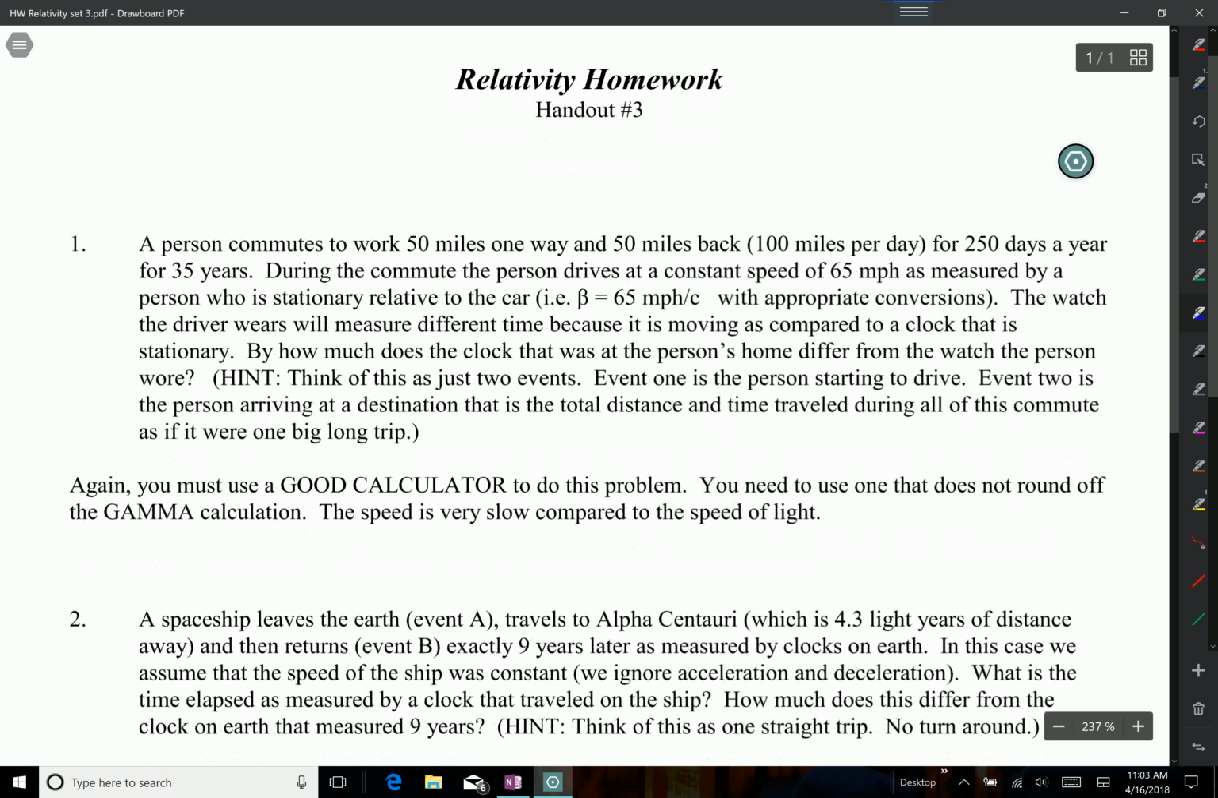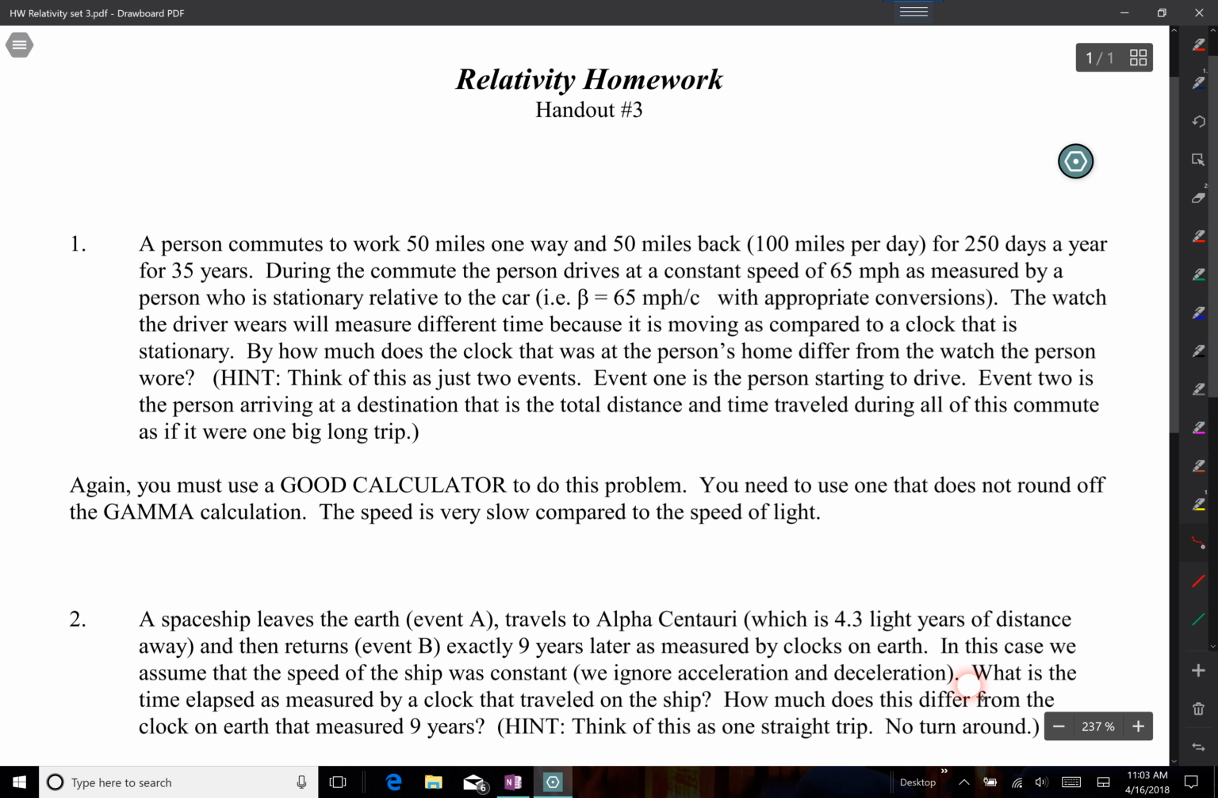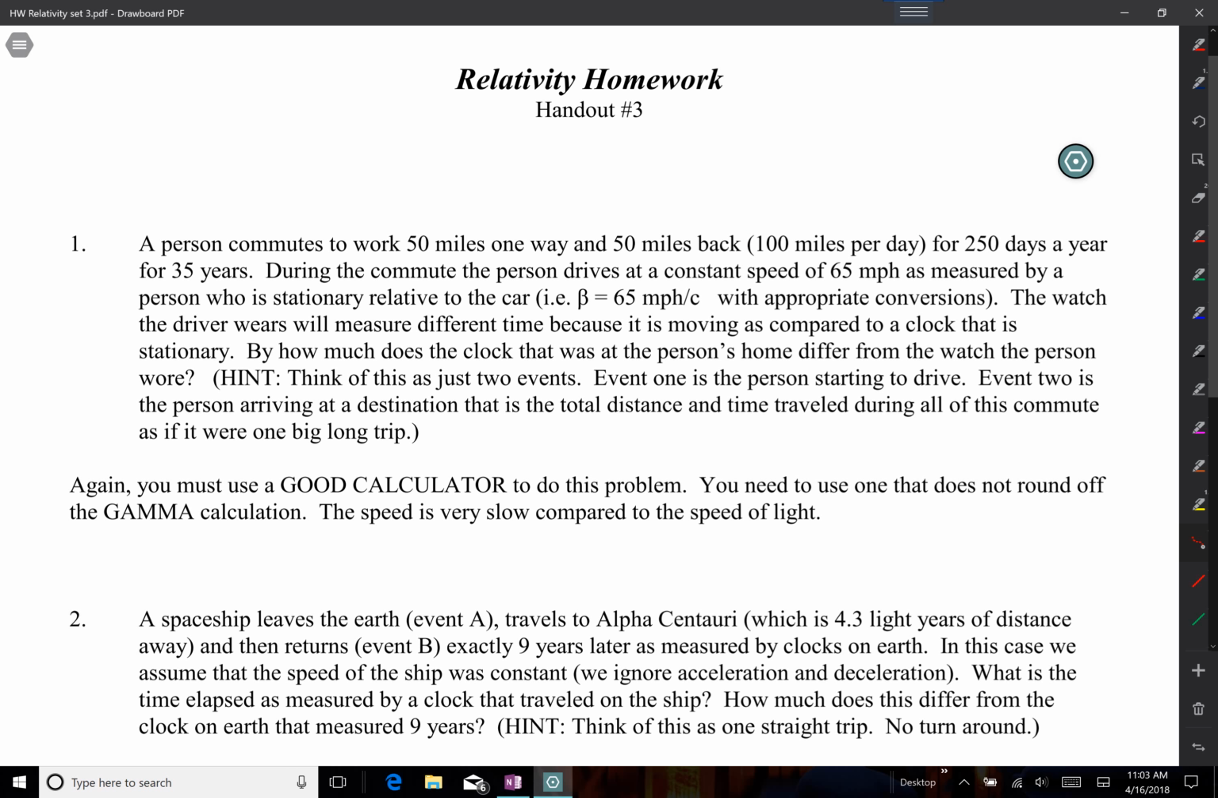All right. So here's a problem on the last relativity homework handout 3. This is homework 25, I believe. A person commutes to work 50 miles one way and 50 miles back. That's 100 miles a day, for 250 days a year, for 35 years. During the commute, the person drives at a speed of 65 miles per hour as measured by someone who's stationary relative to the car.